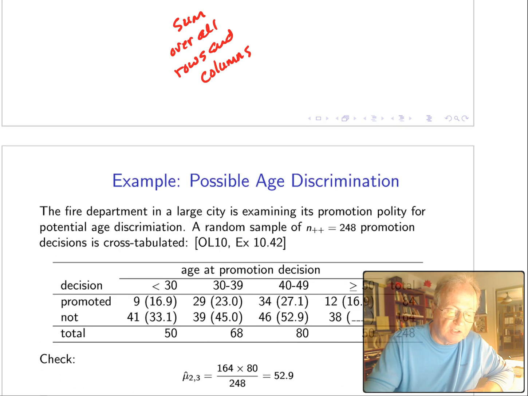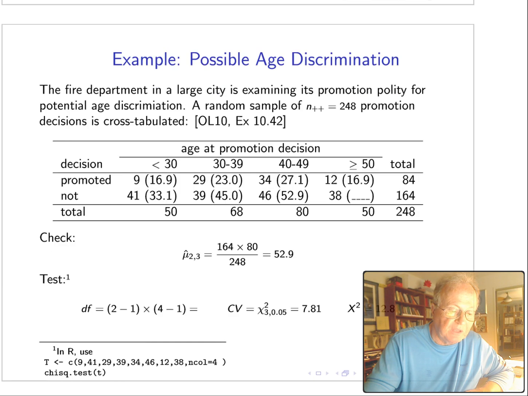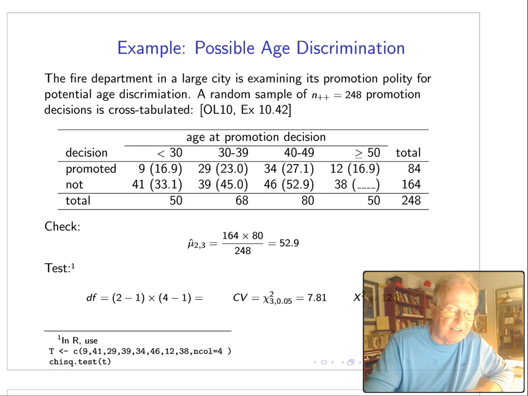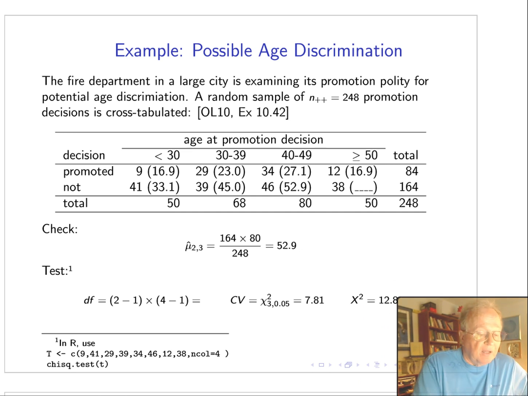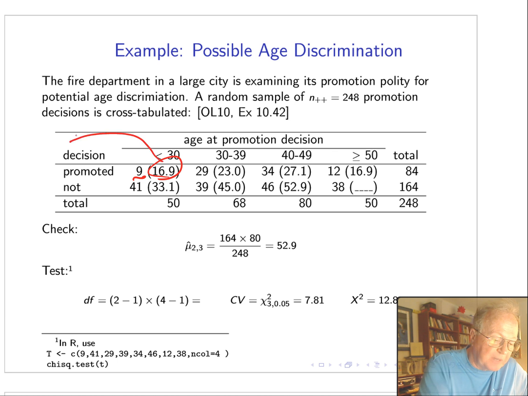All right, so let's look at an example. Now I've calculated most of the expected values for us here. A fire department in a large city is examining its promotion policy for possible age discrimination. They sampled 248 promotion decisions and cross-tabulated them by age and promotion decision. So we see that we've got 4 age categories and then promoted or not. The first numbers are the actual observed values. The numbers in parentheses are the expected values.